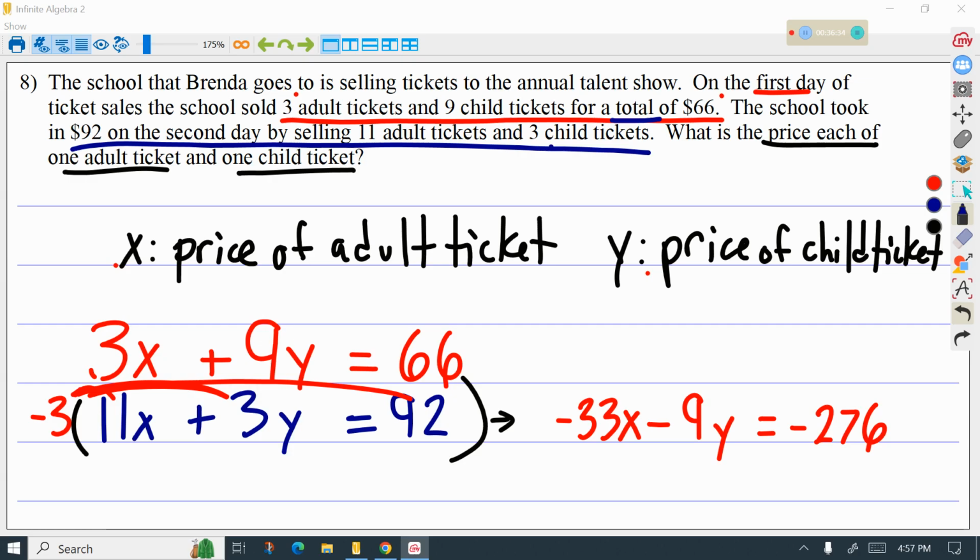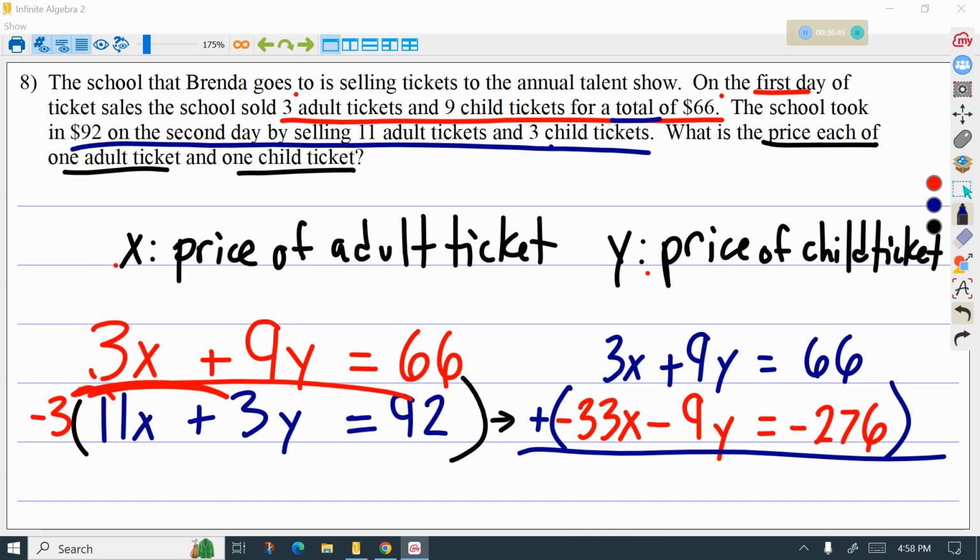And so we can see that we have the other equation on top. We got 3x plus 9y equals 66, okay? And now that we have opposite signs, we can eliminate our variables, right? 3x minus 33x, that's going to give me minus 30x, right? Okay? But the 9y minus 9y is going to give me 0y, okay?